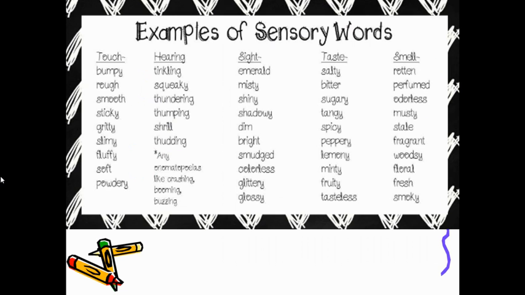So for task 2 today, you are going to be working off the examples of sensory words. So you have touch, hearing or sound, sight, taste, and smell. There you can see in front of you a number of different examples that you could use when you're describing something. You've got bumpy, rough for touch; for hearing, thundering, thumping; sight, misty, shiny, bright, smudged; taste, salty, tangy, spicy, fruity; smell, rotten, perfumed, stale, fresh, smoky.